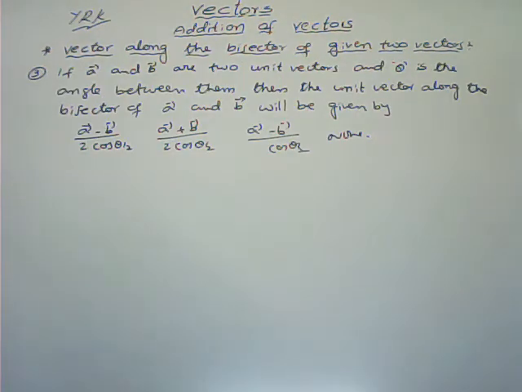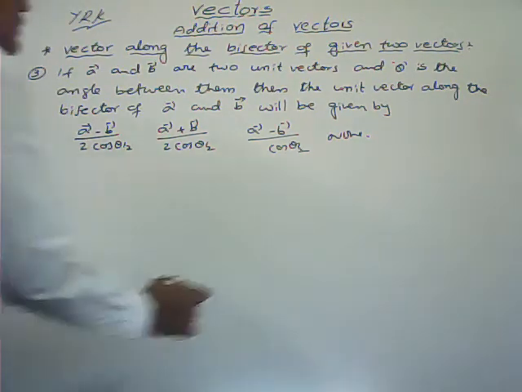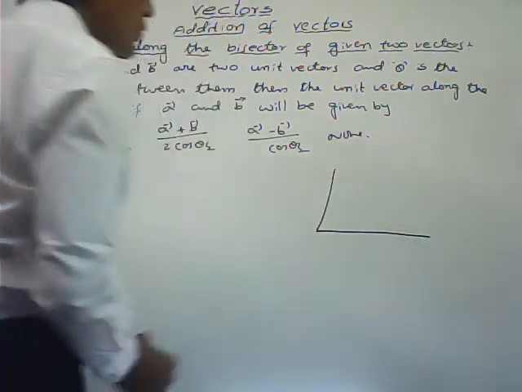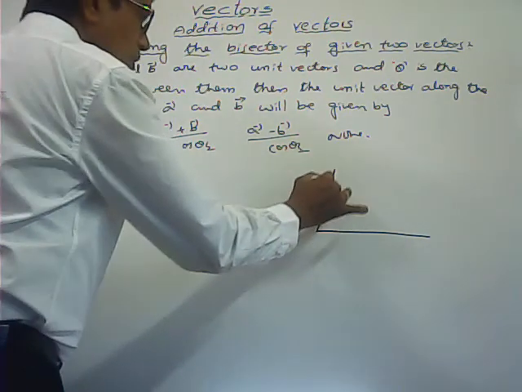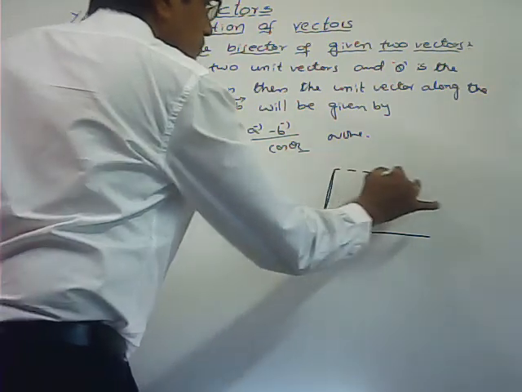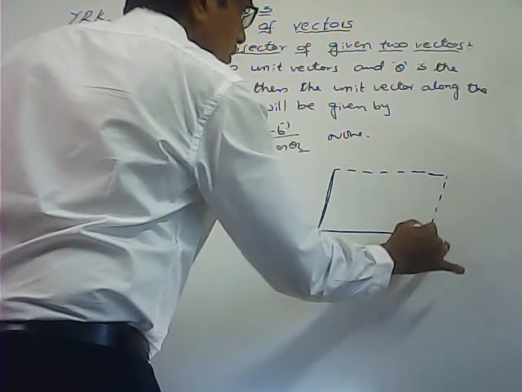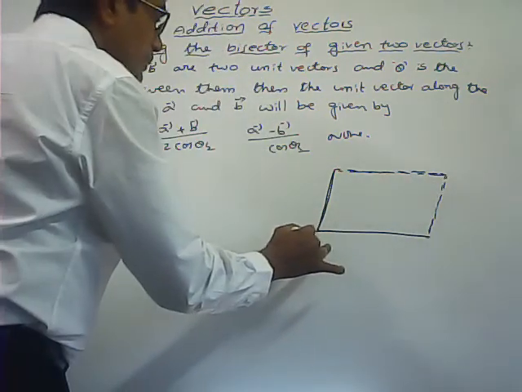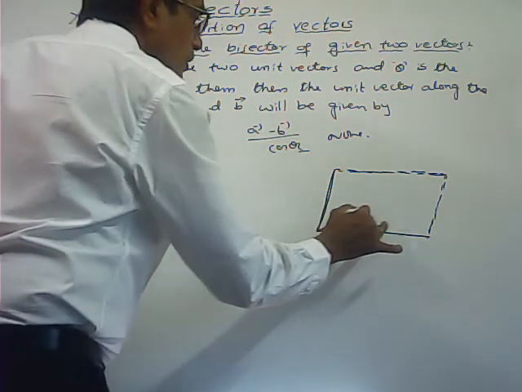Next one, if A bar and B bar are two unit vectors and theta is the angle between them, then the unit vector along the bisector of A bar and B bar will be given by. See here, two adjacent sides I am taking. These are the two adjacent sides. Complete the parallelogram. Here I completed the parallelogram, and this is the diagonal.